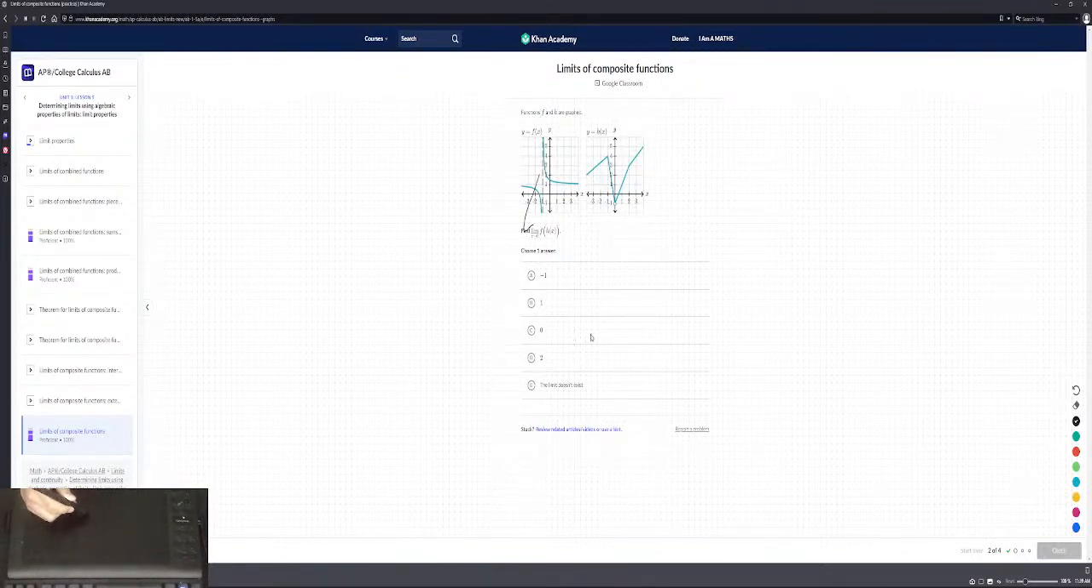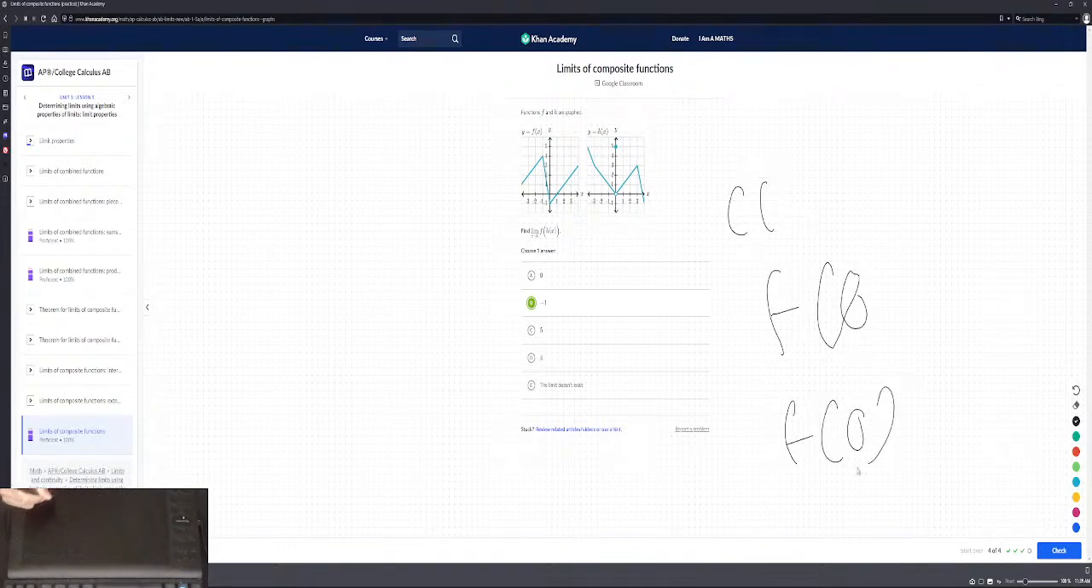A vertical asymptote, it's unbounded on both sides. Limit does not exist. Asymptote, limit does not exist. 0, -1, because it would be f of 0, and that would be -1.